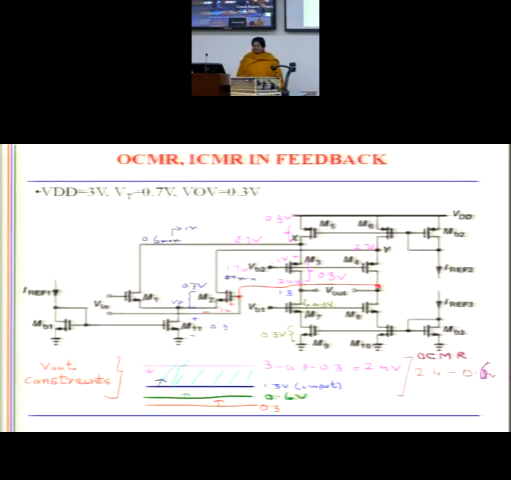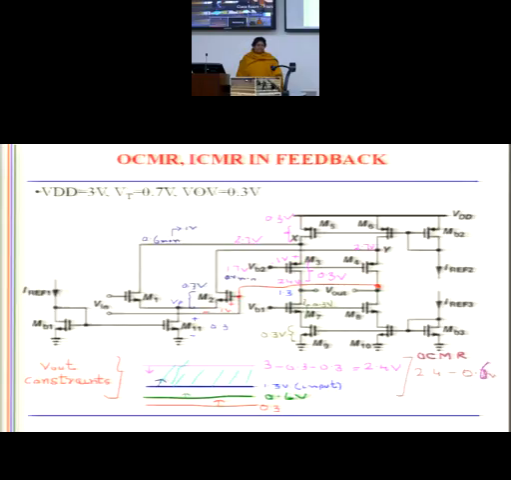Clear? It can be more than 0.3, but the highest should not be more than 2.7. So in between is your 0.6, 0.9, that you can always have. Okay? Look at the drain. The range is 0.3 to 2.7. If 0.6 comes in between. So what is the ICMR? It is 1.3 to 3 volts. Clear?